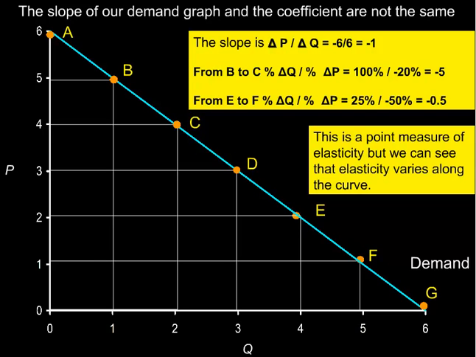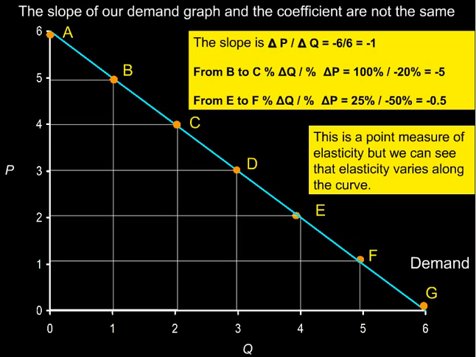But if we just take a movement from A to G, then the slope, which is the change in P over the change in Q, because the vertical axis is the change in P, and the horizontal axis is the change in Q. So if we move from A to G, we get a change in price of minus 6, we go from 6 to 0, and the change in quantity is plus 6, we go from 0 to 6. So the slope is equal to negative 1.